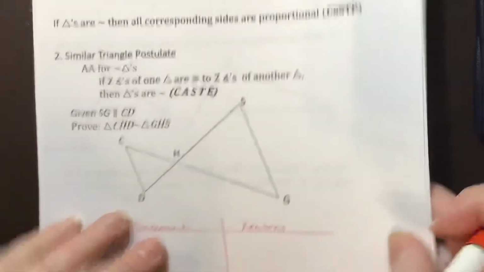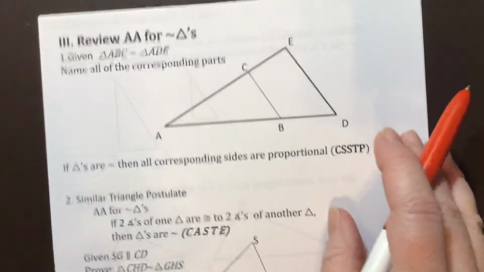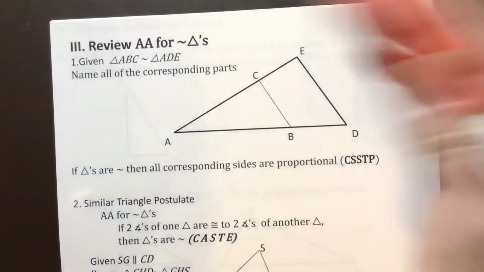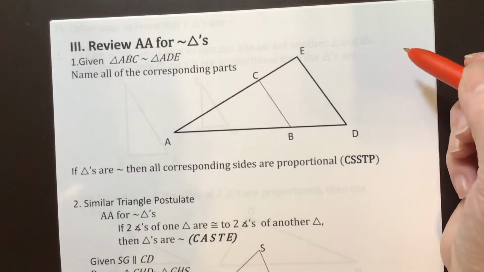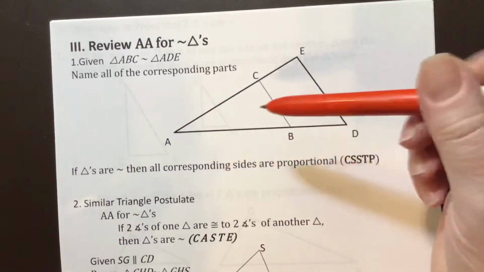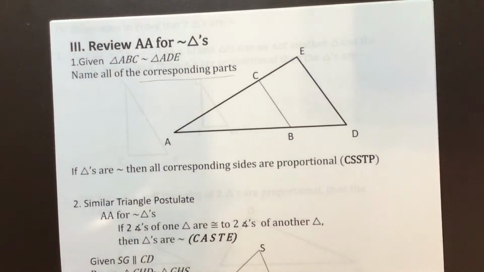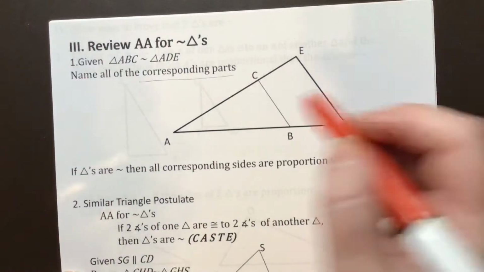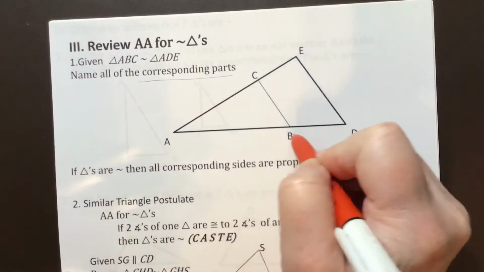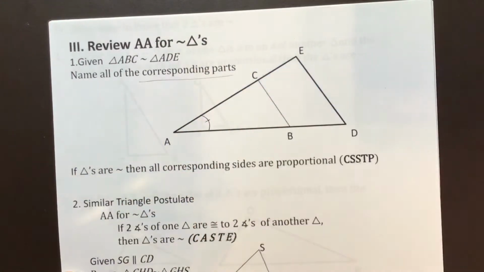Okay, so let's just revisit then the ways to prove that triangles are similar. So given that triangle ABC is similar to triangle ADE, we know that they have corresponding parts. So that was the first thing that we said, that all of their corresponding angles are equal. So the angle A, so notice angle ABC is right on top of angle ADE. They share angle A, so angle A equals angle A.